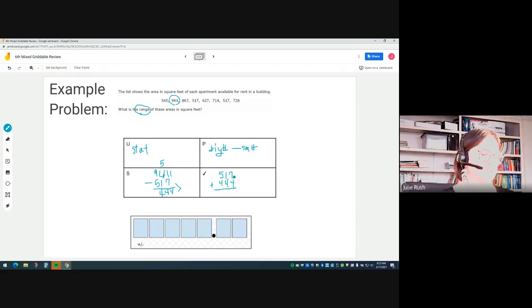So 7 plus 4 is 11. Carry the 1. That gives me 1 plus 2 plus 4 is 6. 5 plus 4 is 9. And indeed, we did get 961. So we know our answer is correct.